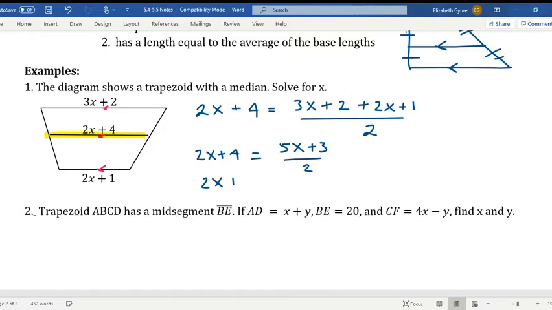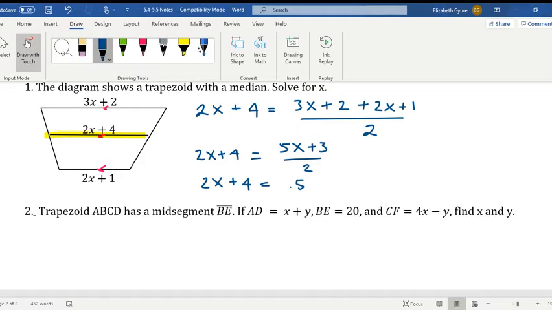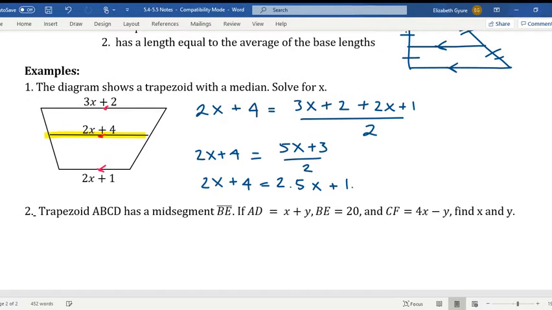So you would have 2x plus 4 equals 2.5x plus 1.5. Then I'm going to subtract my 2.5 over to get negative 0.5x equals, and I'm going to subtract my 4 over to get negative 2.5. And then I'm going to divide that. I don't trust myself with decimals in my head at the end of the day. That should give you 5.